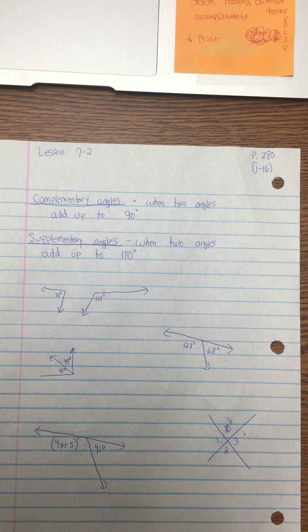So lesson 7.2 is on complementary angles and supplementary angles. And our job is to be able to classify pairs of angles as either supplementary, complementary, or neither. Sometimes they might not be either one, okay?